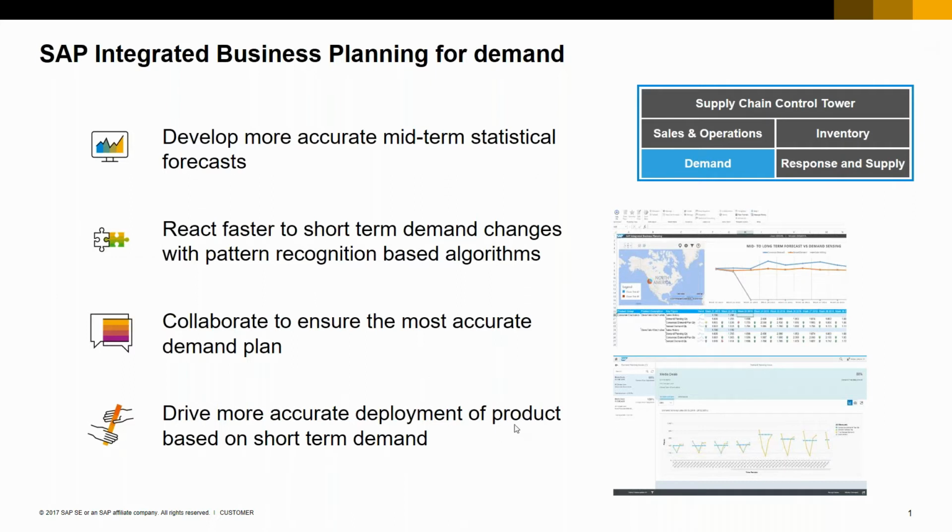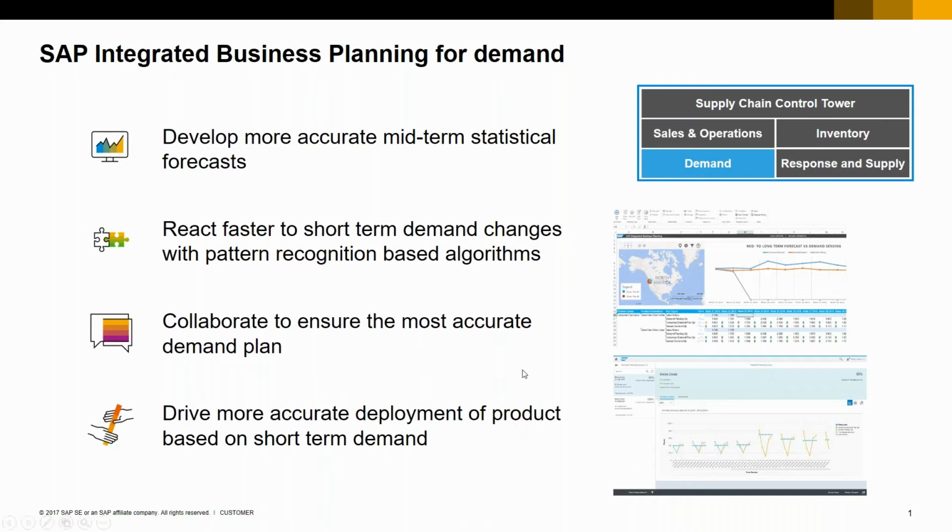If you look at the basic idea of integrated business planning for demand, effectively we want to develop more accurate midterm statistical forecasts, which the example that you just heard about would fall into. We also want to react faster to short-term demand changes, and you'll see some of that in the demonstration. And also we want to collaborate. These are fairly simple things, which are all meant to drive more accurate deployment of product based on short-term and/or long-term demand. So they're fairly simple goals that we have in IBP for demand.